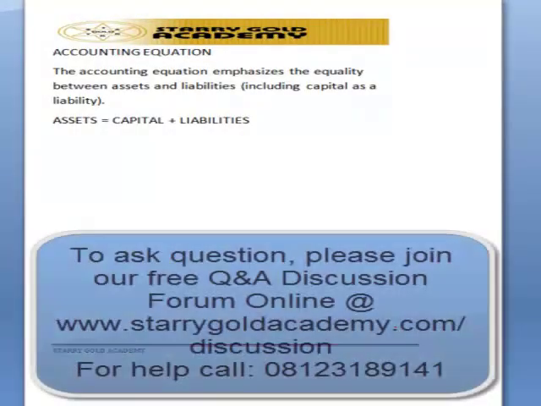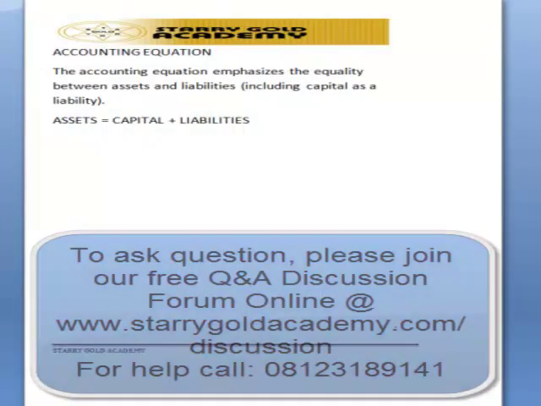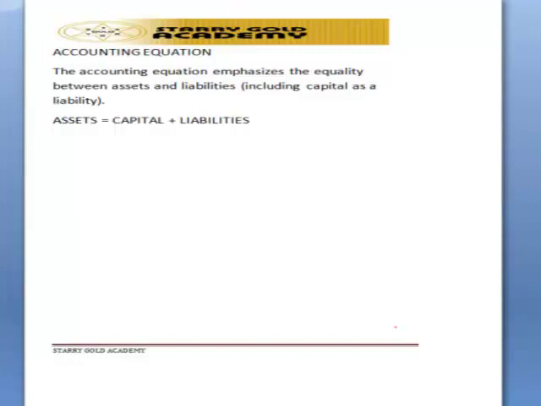Right now, let's quickly look at what we call the accounting equation. The whole of financial accounting is based on the accounting equation. The principle of double entry developed from the axiom of the accounting equation as well. So the fundamental equation is: assets equals capital plus liability.